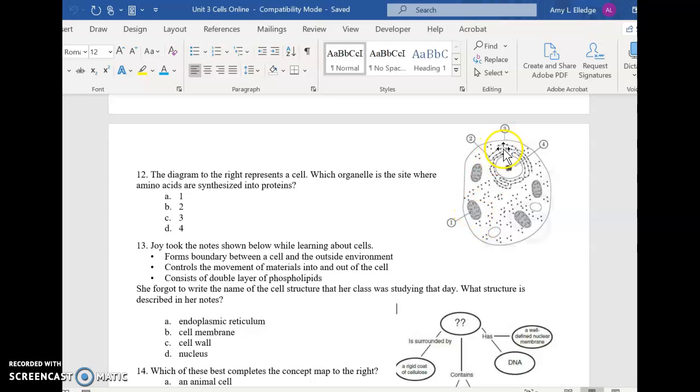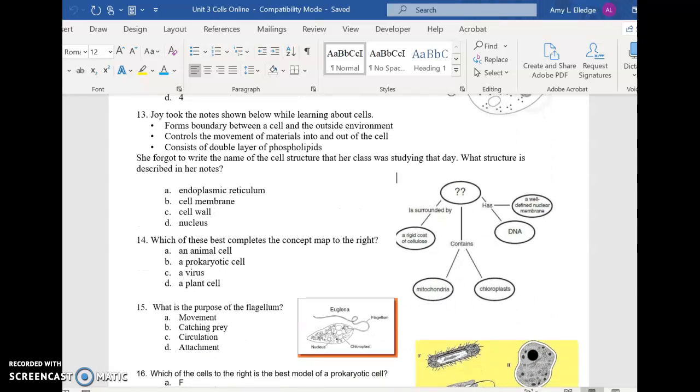2 is your rough ER. You know it's rough because it has those little dots all over it that are ribosomes, and ribs has to do with proteins. So number 2 should have been the answer, the ribosomes. 3 is the cell membrane, and 4 is the nucleus.